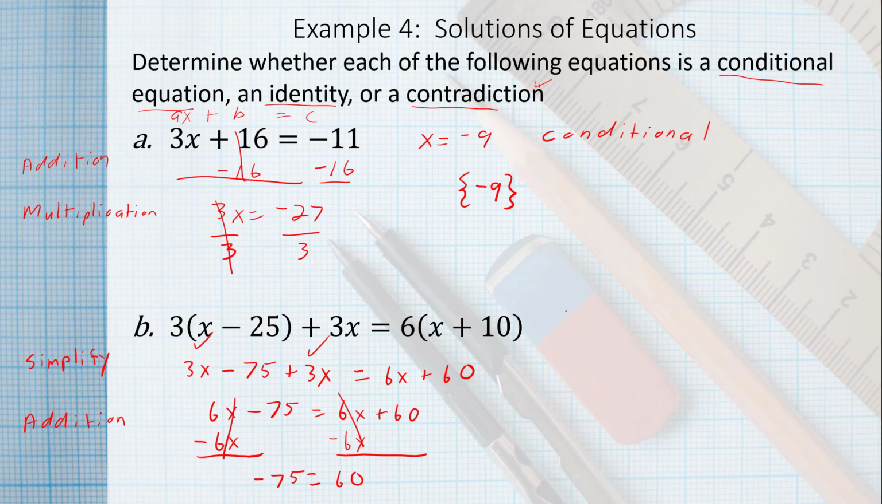So I have that negative 75 is equal to 60, which we know is false, regardless of the value of x, because x is no longer a term in the equation. So regardless of the value of x, this statement will always be false. So we have a contradiction. And that also means that the solution set is the empty set.